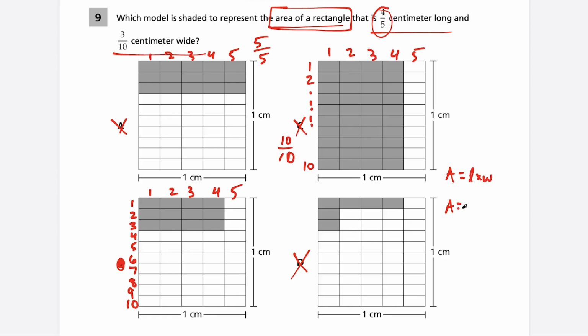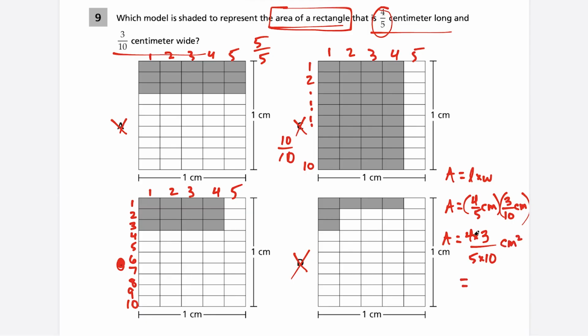And if I write in those fractions here, we have 4/5 centimeters going this way, and then we have 3/10 centimeters going the other way. And now we work this out. We're just multiplying these two fractions together. And remember, anytime you multiply two fractions, you could just multiply their numerators and their denominators. So I would do 4 times 3 over 5 times 10. And the units here would be square centimeters.